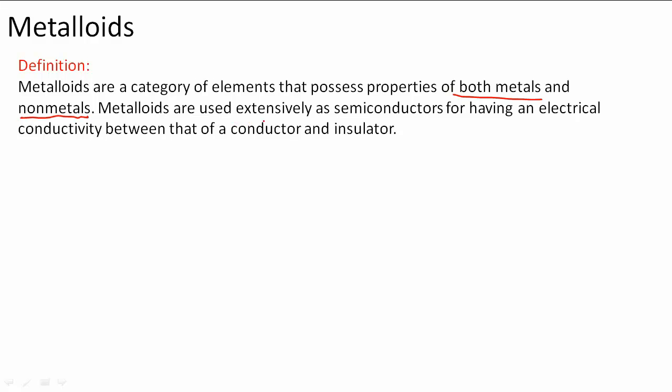Metalloids are used extensively as semiconductors for having an electric conductivity between that of a conductor and an insulator. So that means a conductor is something that can easily transfer electricity or heat, and an insulator is something that can slow down that transfer or stop it. So semiconductors are in between that. And metalloids make good semiconductors because they have properties of both metals and nonmetals.